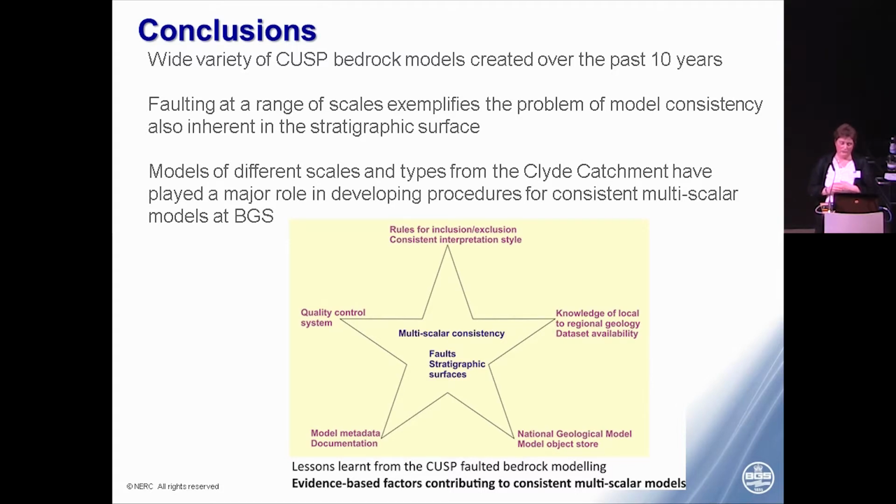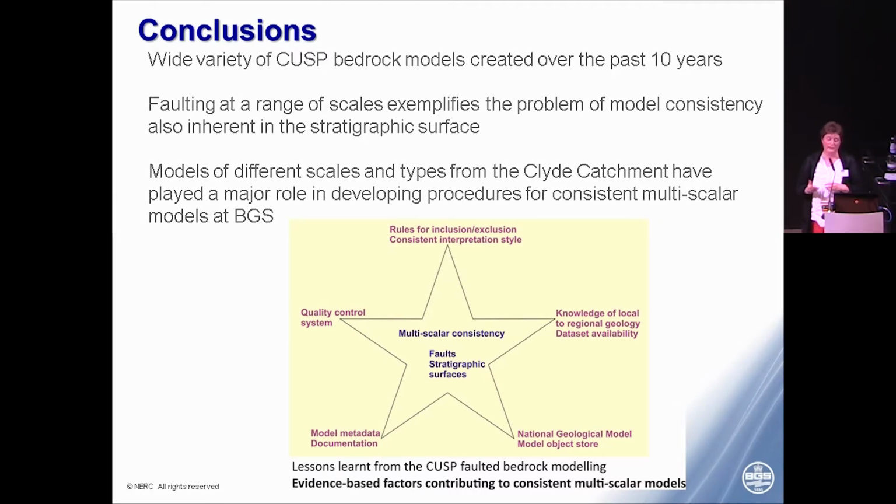And the main things we've learnt about making consistent multi-scalar models are illustrated on the star at the bottom: we need to document what we've done, we need to write it down, we need to have a quality control system in place, we need to have rules or protocols for how we do things to force the geologist to have some sort of consistent interpretation style so that people don't go wild and have their pet style of interpretation.